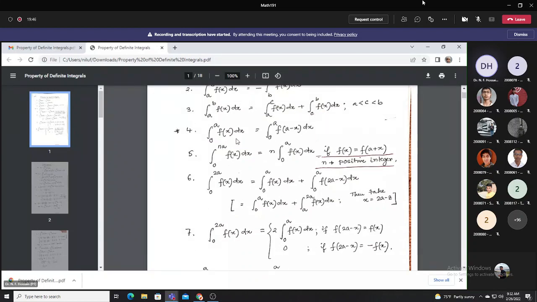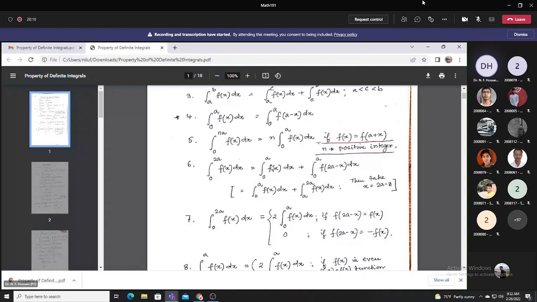So you can separate this integral into two parts. This is a very important property. In number 4, 0 to a f(x) dx, the limit is not changing, and the function can be written as f(a minus x) dx. So this is very important: integral 0 to a of f(x) dx equals integral 0 to a of f(a minus x) dx.